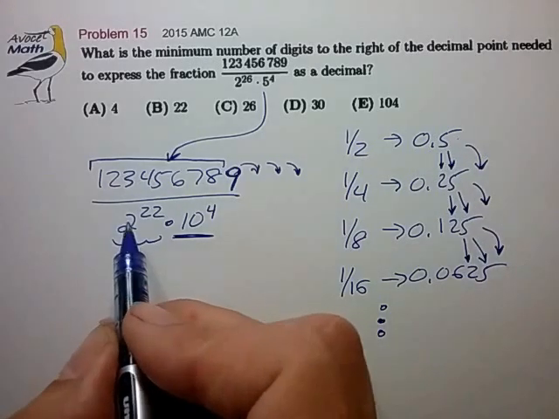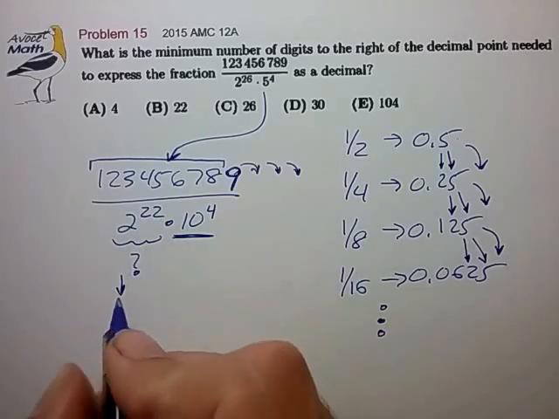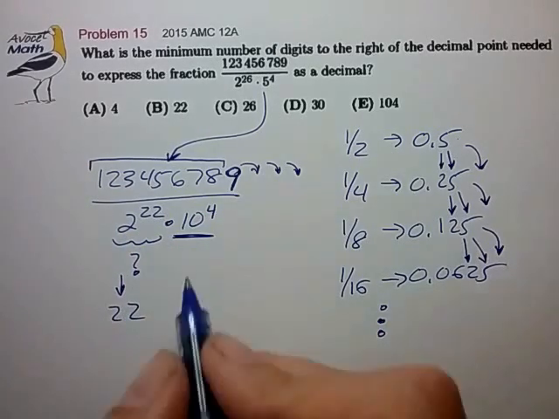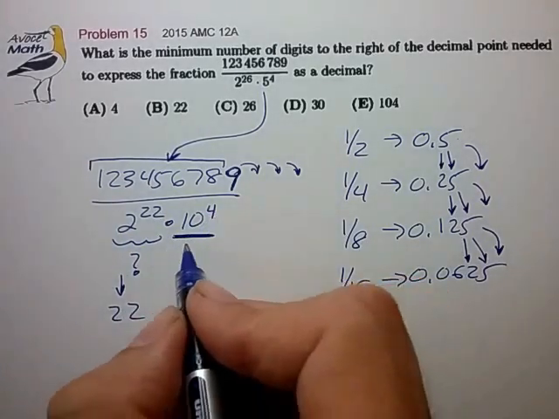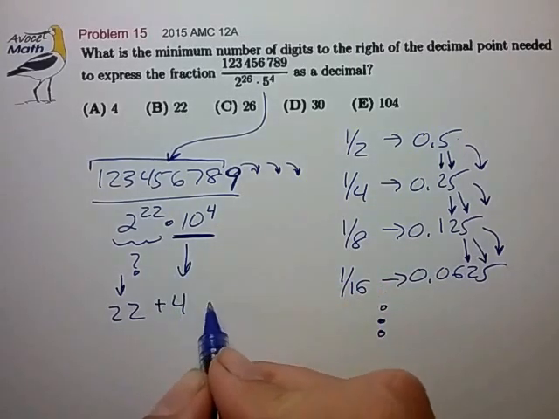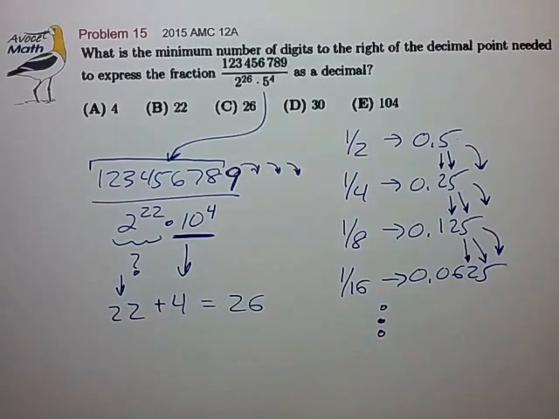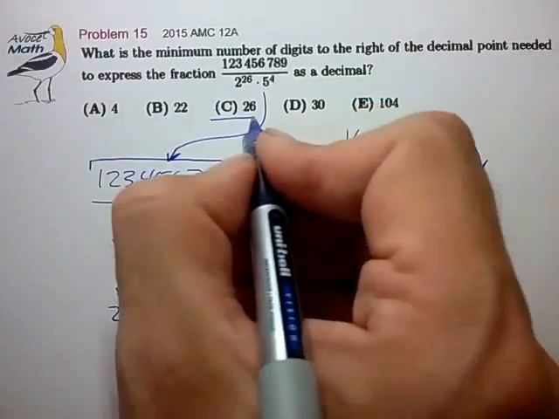So it's pretty clear now that the 2 to the 22nd is going to create 22 extra decimal places, and we know that the 10 to the fourth will just create another 4 decimal places, for a total of 26 created decimal places, for answer C.